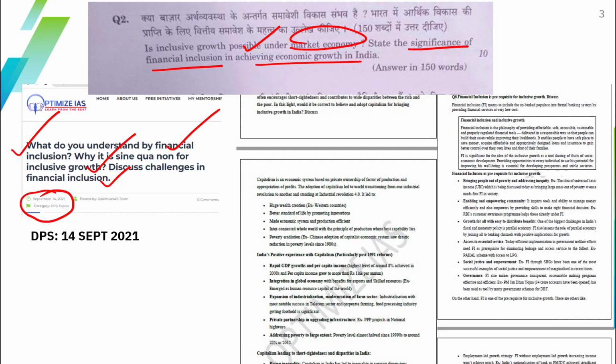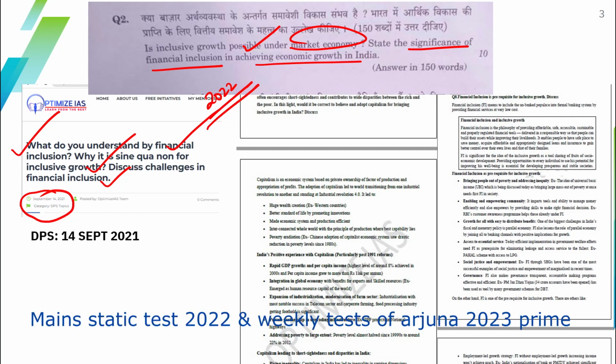And if you have followed my 2022 static tests, some few tests I had given, because I have always been emphasizing that before you invest a lot of time in the current newspaper editorials, for General Studies paper 3, first you try to master the static part of the syllabus. I have been telling this for many years.